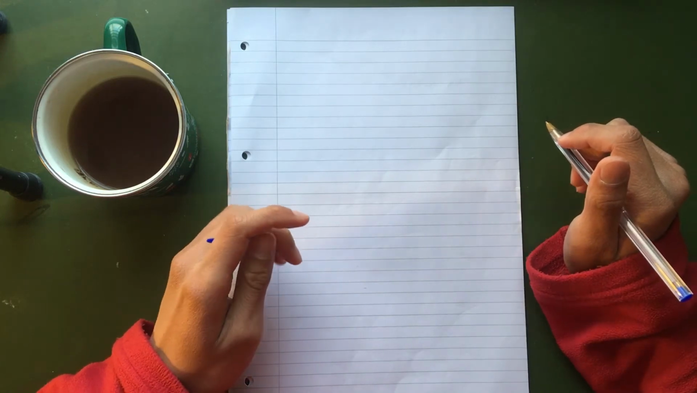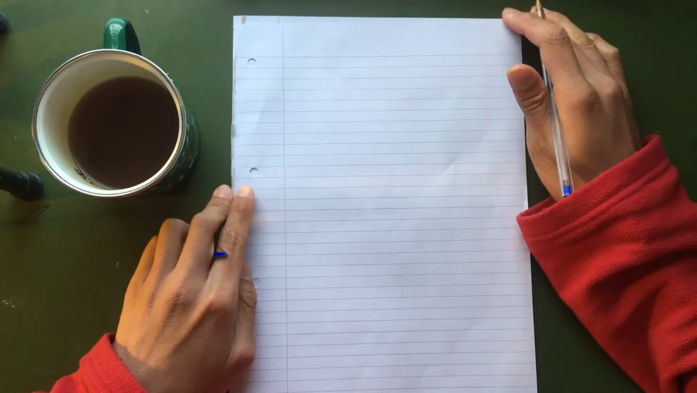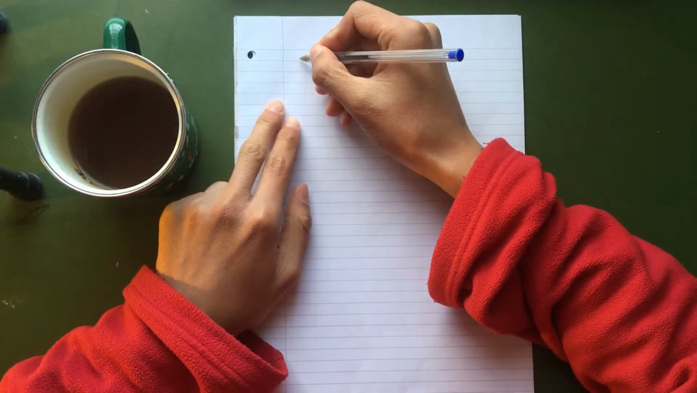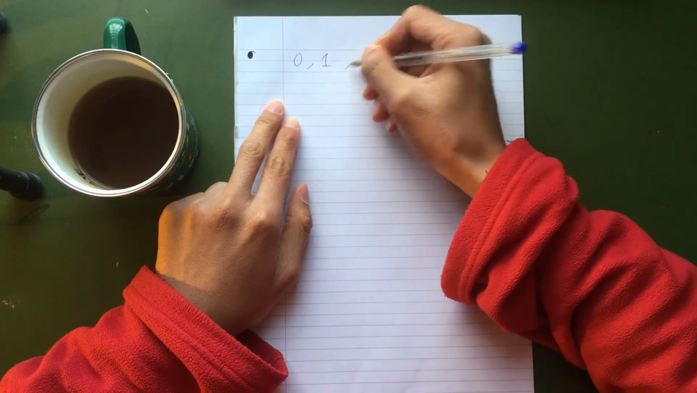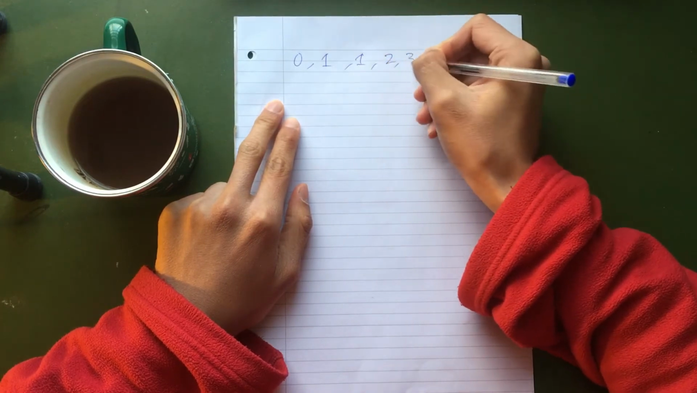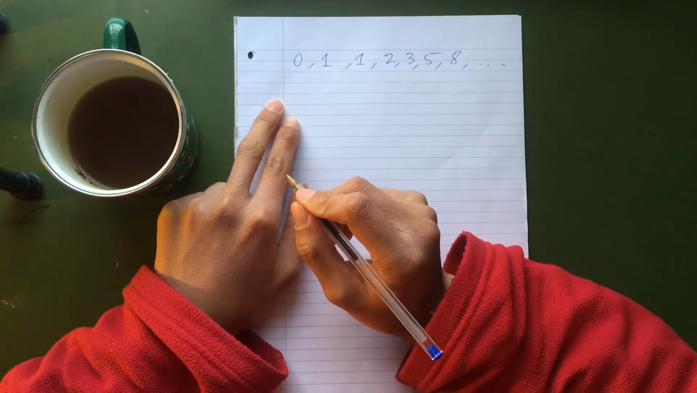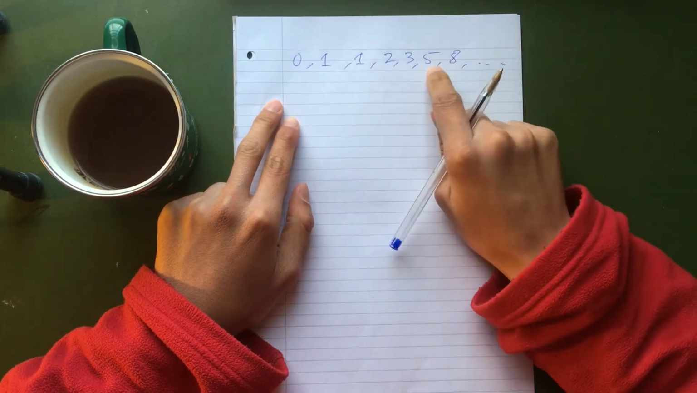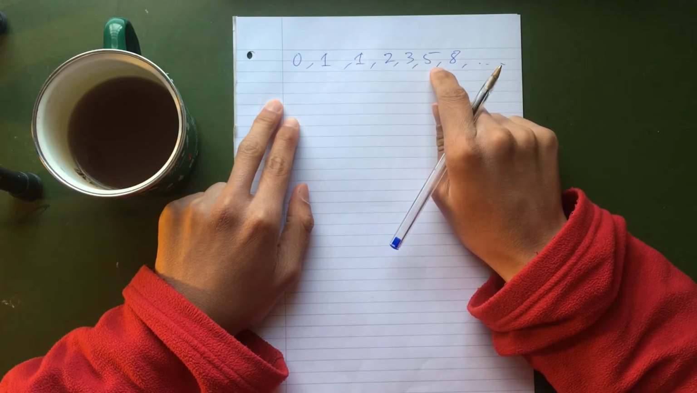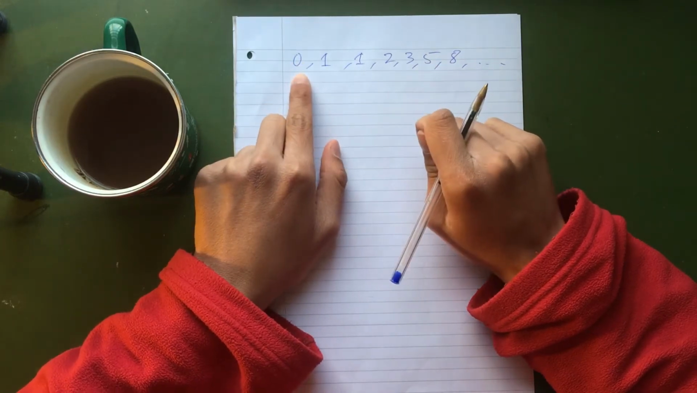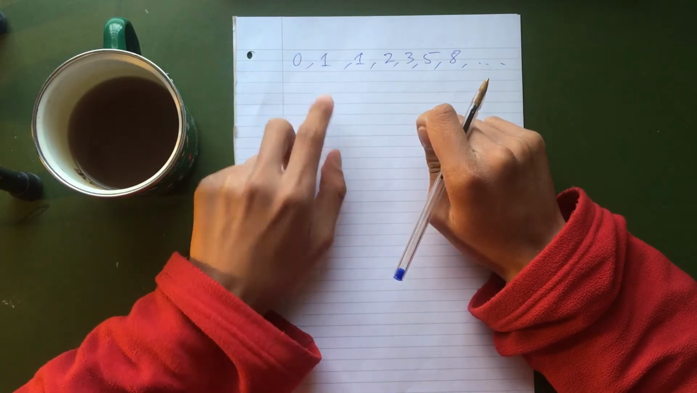I want to start with the Fibonacci sequence. As you may or may not know, the Fibonacci sequence is the sequence of numbers 0, 1, 1, 2, 3, 5, 8, etc. And the rule that it follows is that each term is the sum of the previous two terms, and we begin with initial conditions 0 and 1.